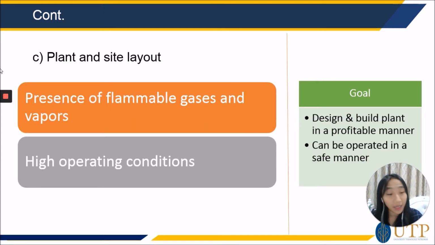And finally is the plant and site layout. So of course it is normal for every plant to be in the presence of flammable gases and also vapors, and to be operated at high operating conditions. And that is when plant and site layout planning is highly crucial, because, for example, a unit and another unit, there must be a safe distance in between. And that is because we want to prevent domino effect from happening, as well as to reduce the chances of escalation. So not only we can operate the plant in a very safe manner, we can also build the plant in a very profitable manner as well.